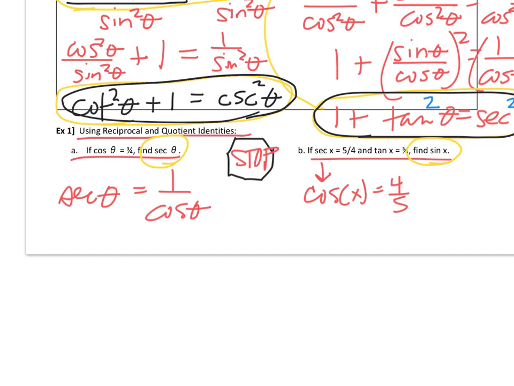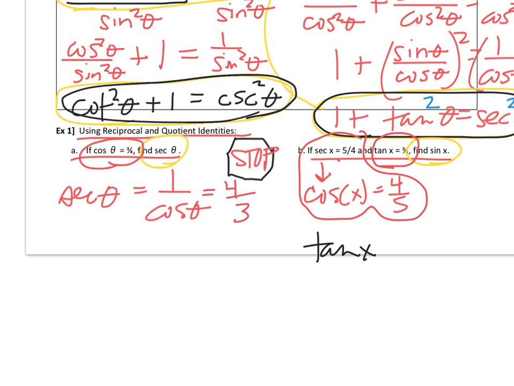So the reciprocal identity, secant of theta is equal to 1 over cosine of theta. So if I know that cosine of theta is 3 over 4, then secant of theta would have to be the reciprocal, which would be 4/3. Tangent, we know, is the ratio of sine over cosine. So if I'm given secant of x is equal to 5/4, I know what cosine of x is. So tangent of x is sine over cosine. This is one way to do it. Maybe you did it different.